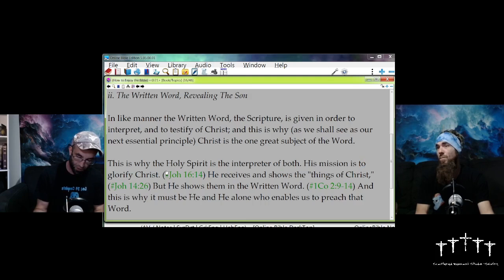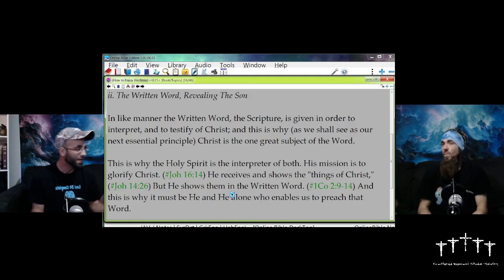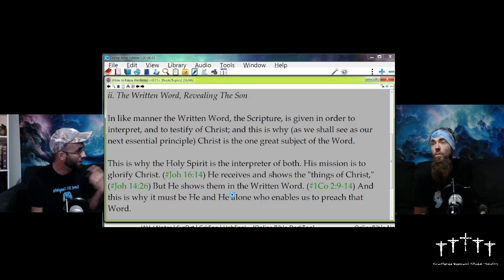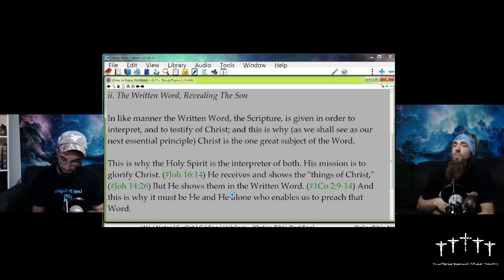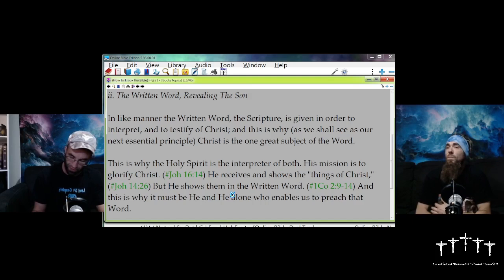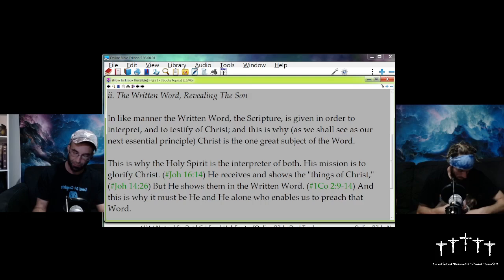Whatever he hears, like Jesus Christ said, whatever he hears from the Father, that is what he spoke. He heard it via the Spirit of God. So he had what was required for God to speak to him, for him to hear the voice of the Father. He had like a cell phone. He was on God's network. God could place that call to him and he could hear it and then deliver that mail. And it shows the things of Christ. He receives and shows the things of Christ, John 14:26. But he shows them in the written word. 1 Corinthians 2:9-14, and this is why it must be he and he alone who enables us to preach the word, the Spirit of God.